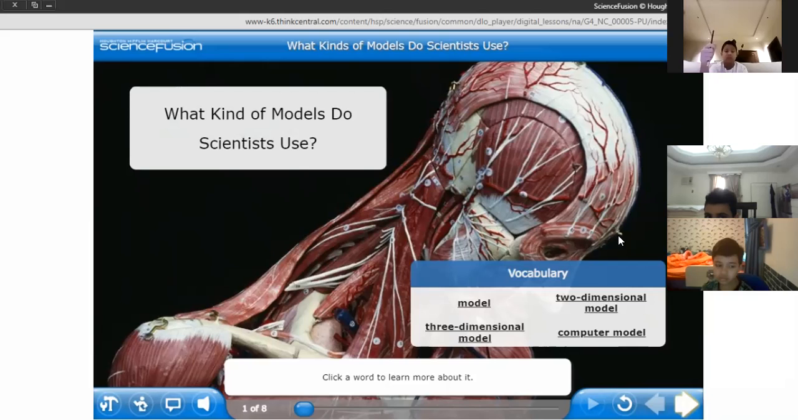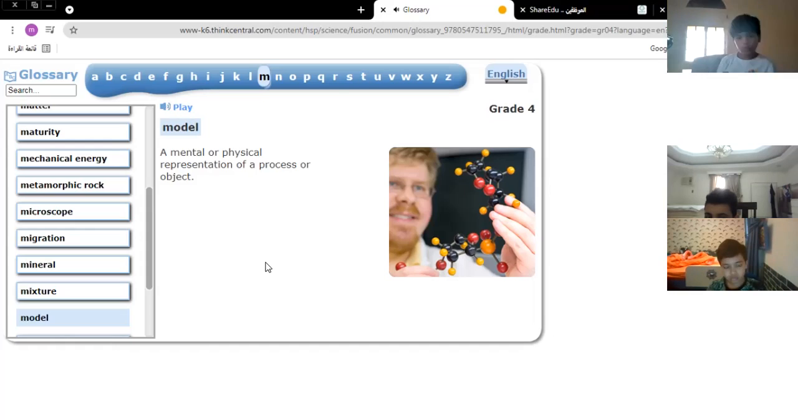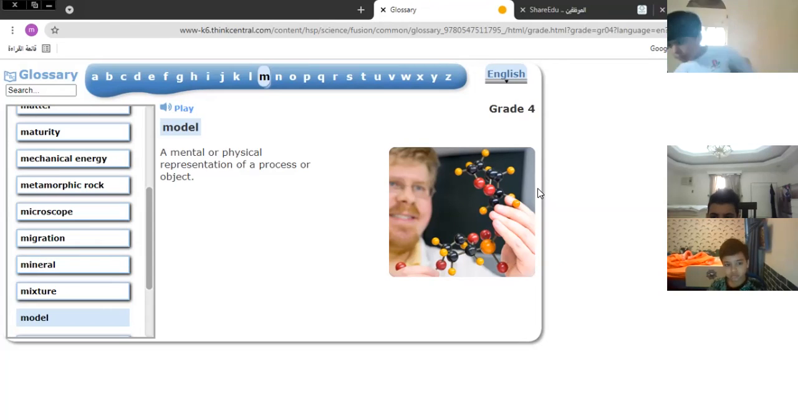The first one is model, second, two-dimensional model, then three-dimensional model, and the last thing, computer model. Where is your science notebook, please? We are going to write some definitions. Get ready. The first one is model. Model. A mental or physical representation of a process or object.